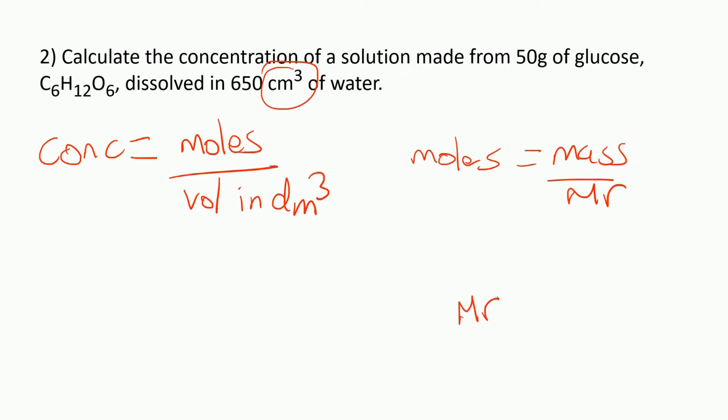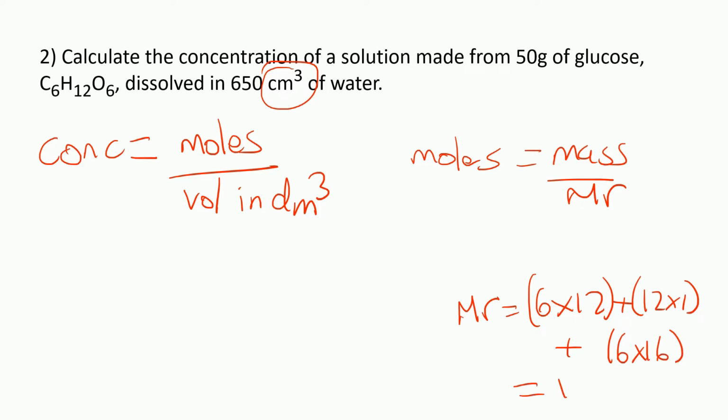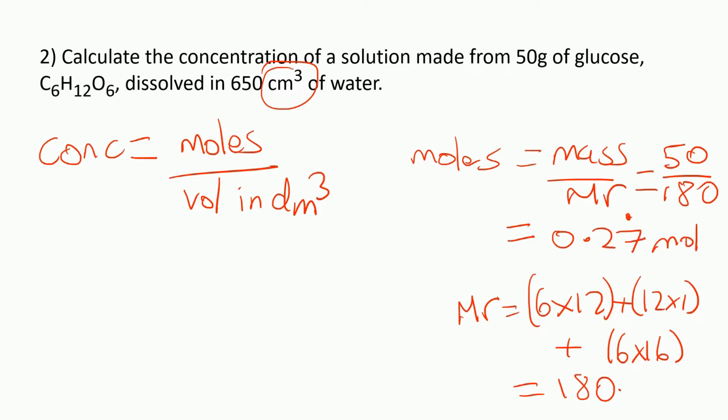So that's going to be 6 times 12 for the 6 carbon atoms, plus 12 times 1 for the 12 hydrogens, plus 6 times 16 for the 6 oxygens, and that comes to 180. So the mass is 50 grams divided by 180. The number of moles of glucose we've got is therefore 0.27 recurring moles. So we come back to this equation.